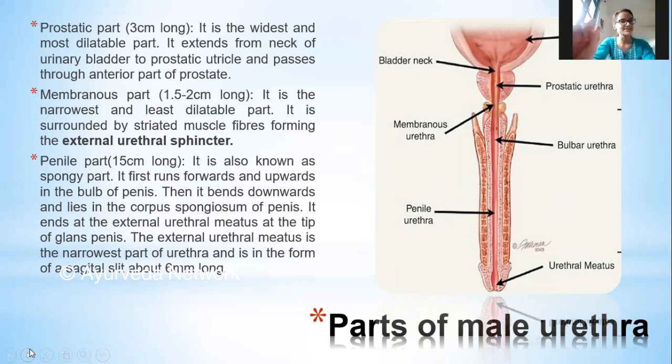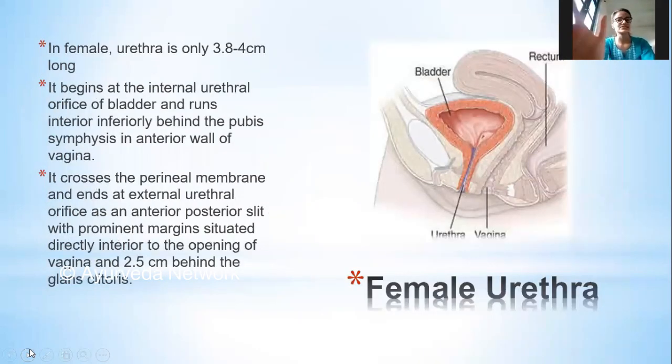The membranous part is the smallest part, and it is important because it has the external urethral sphincter. The longest part is the penile urethra, which is about 15 centimeters long, and it lies in the corpus spongiosum and opens at the external urethral meatus. This is a slit about 6 mm long. So this is enough. Now let's discuss the female urethra.